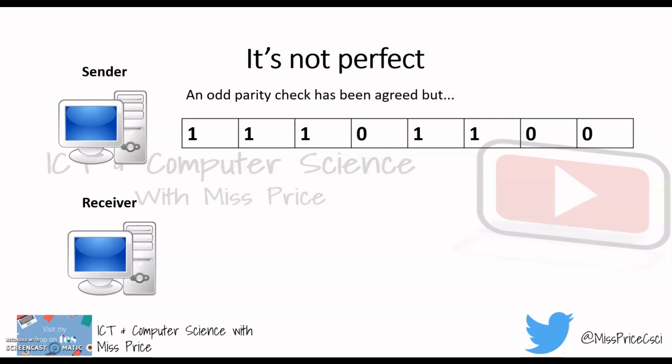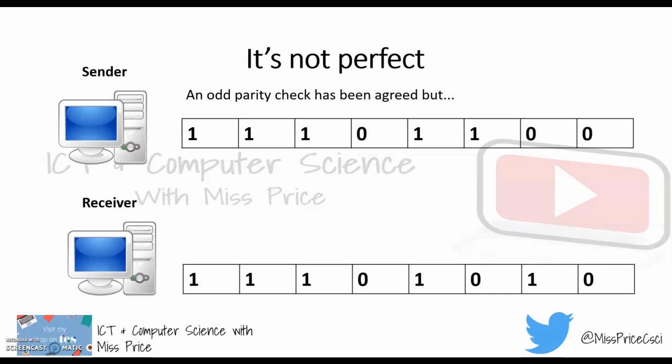So the sender here has sent a pattern of data. There's an odd parity check. So it's got 3 1s, 1 0, 2 1s, then 2 0s. The receiver has received the data, and the data has got 3 1s, 1 0, 1 0, 1 0. Now, that will have gone through, and it would have passed the check because it was an odd parity.